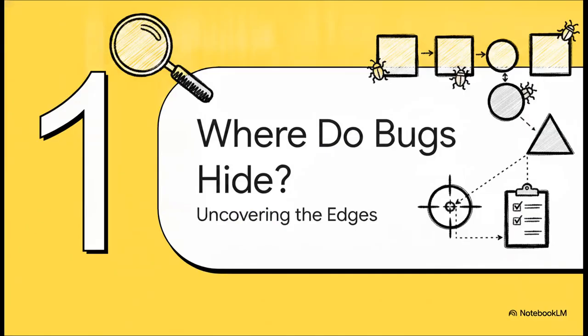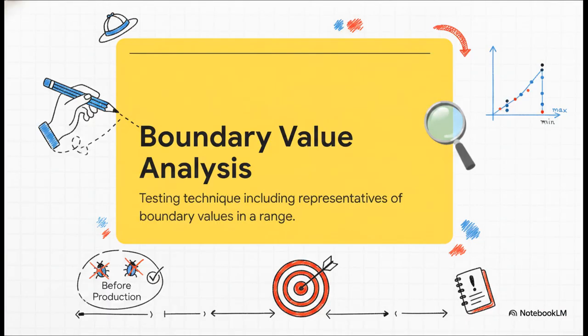That brings us to Section 1. Where do bugs hide? And uncovering those edges. To really grasp this, we need to completely shift our mindset. We've got to stop being passive users who just randomly click around hoping something breaks, and we need to start being proactive hunters. We need a systematic approach that zeroes in on the system's exact breaking points, and that is what we call boundary value analysis.